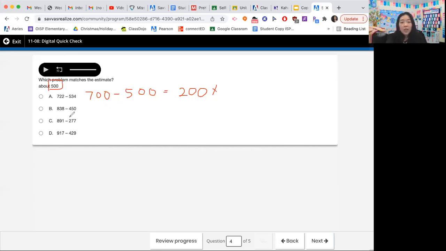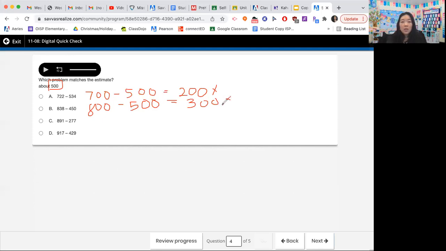Okay, 838 is closer to 800. 450, that's right in the middle. But what is our rule? We're going to say 5 or more, let it soar. So 450 becomes 500. What's 800 minus 500? 300. It's not going to be that.